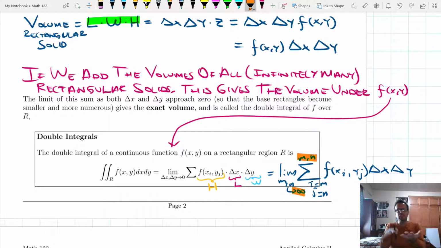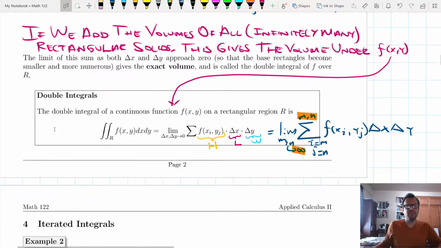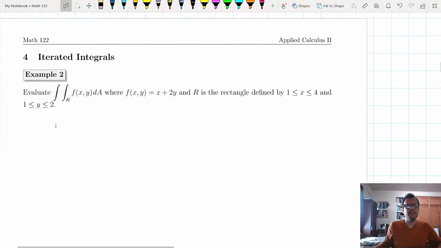A plane region or a solid region, and then just add those areas or those volumes to compute the single integral or the double integral respectively. Okay, so let's look at one example. Iterated integrals, right? This will give us as well the volume of the solid.